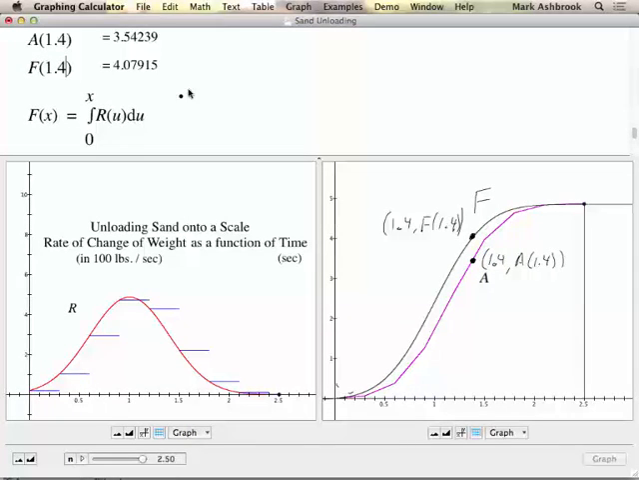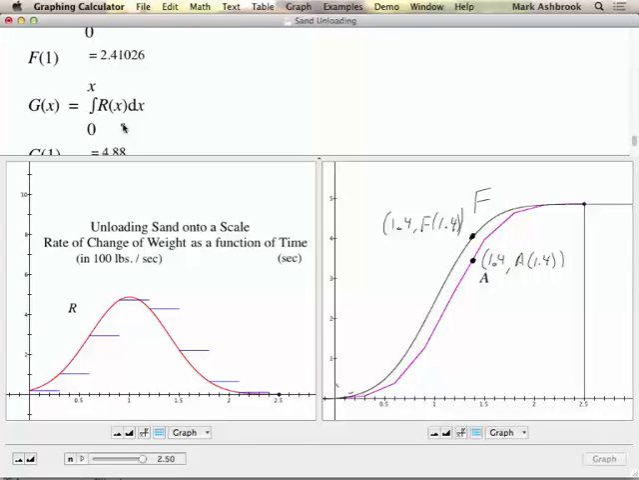Here I've got u, and then before I told you it was t. So why can't we just put x? Let's investigate that. Here's the same function, but now I'm going to use x here. So let's look at g of 1.4. Let's write it out. What would g of 1.4 be? g of 1.4 would be the integral from 0 to 1.4 of what? R of 1.4 dx.